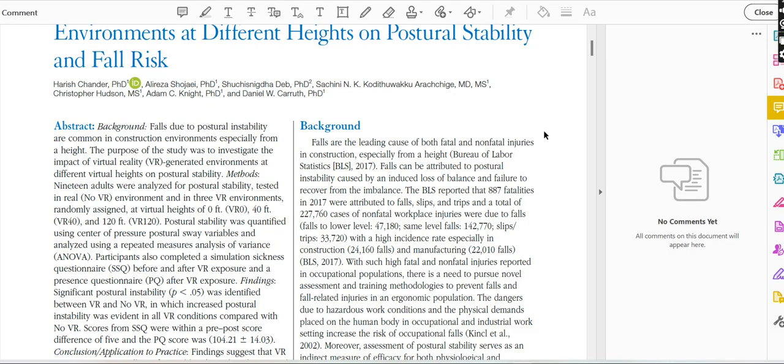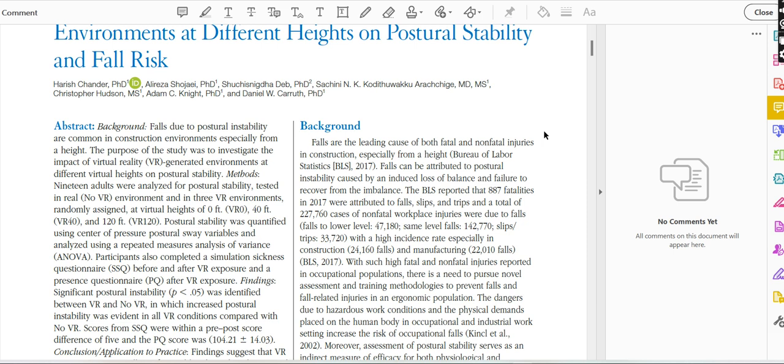Abstract. Background: falls due to postural instability are common in construction environments, especially from a height. The purpose of the study was to investigate the impact of virtual reality-generated environments at different virtual heights on postural stability.